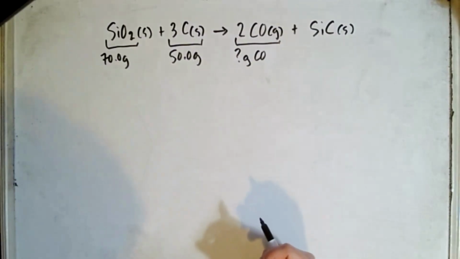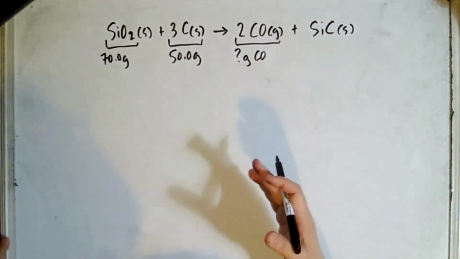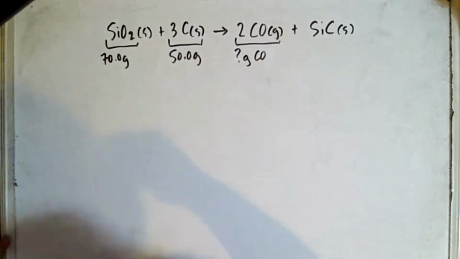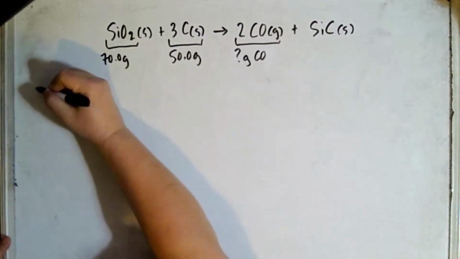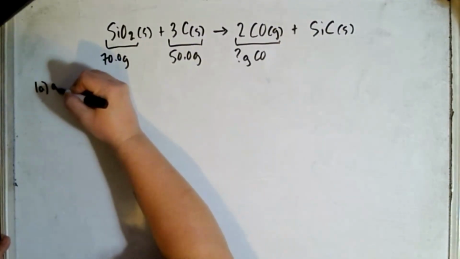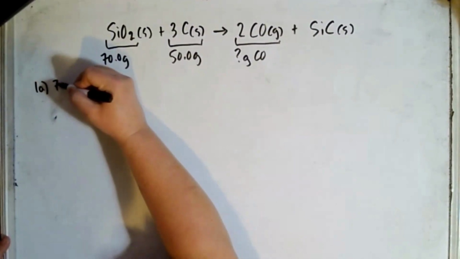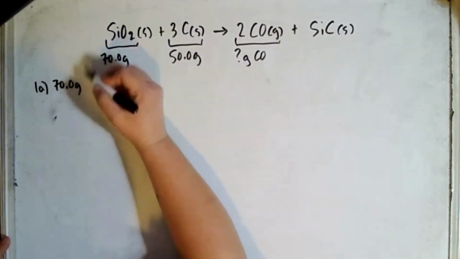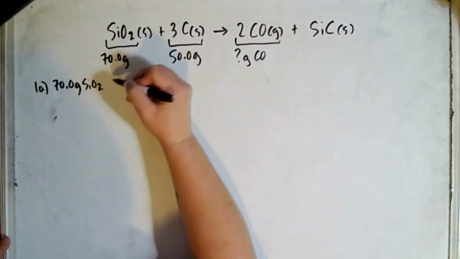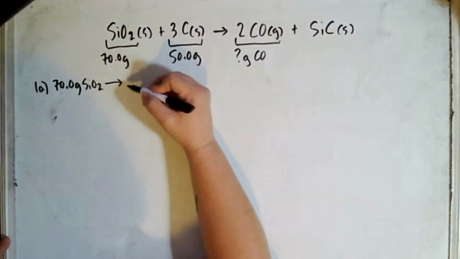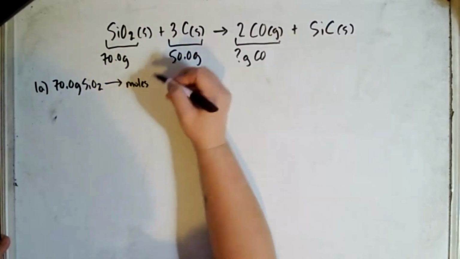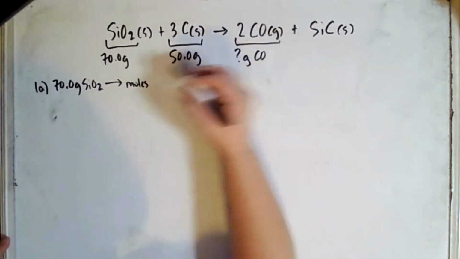And we're going to start this the same way that we started the last limiting reactant question, where we take each reactant. So we have our 70 grams of SiO2. And the first thing that we're going to do is to figure out how many moles of our product that it will form.